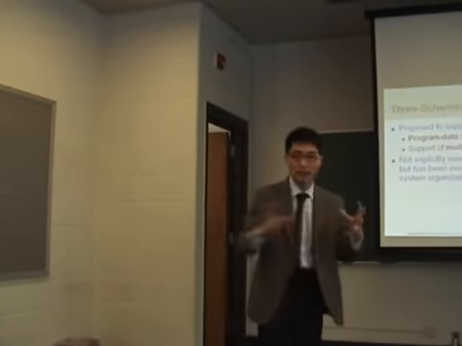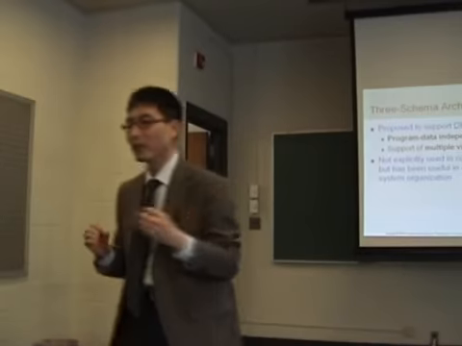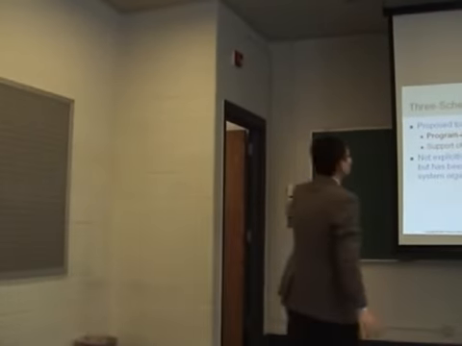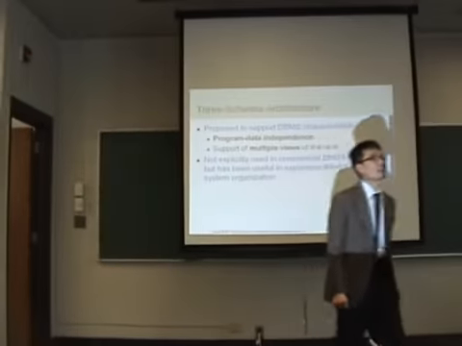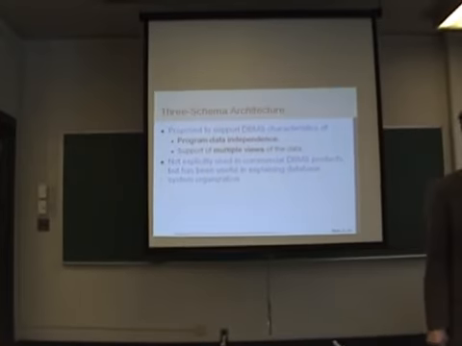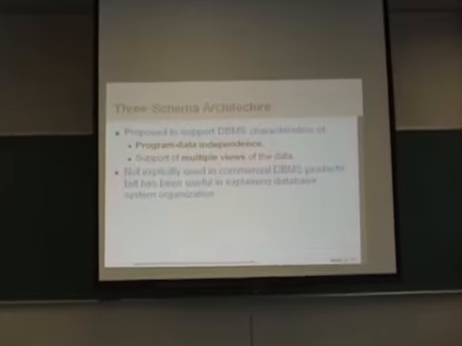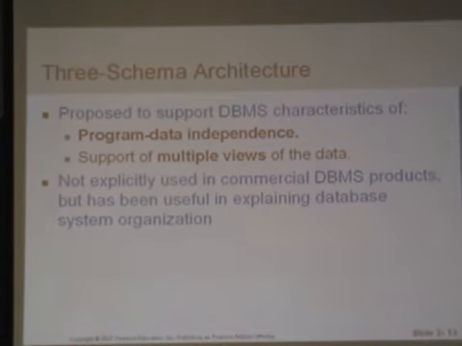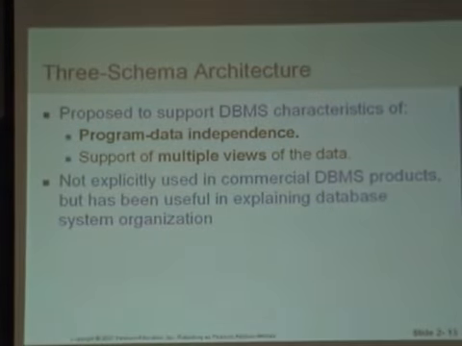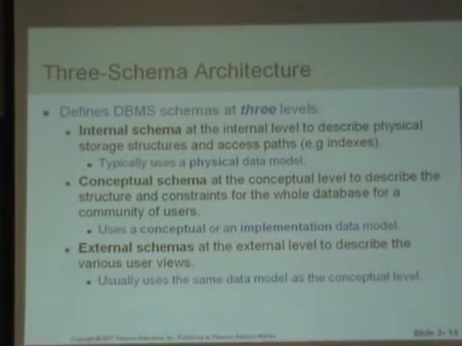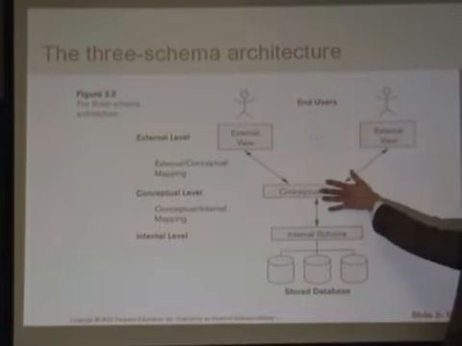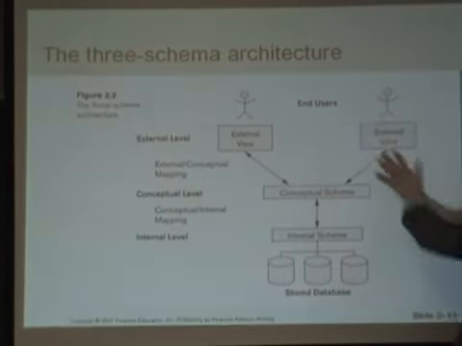So to build such a relational database model, they need to follow the three-schema architecture. What is the three-schema architecture? What is a schema? A schema is the description of your database, but it has three different levels of description. One is the internal level, another one is the conceptual level, and the top one is the external level.